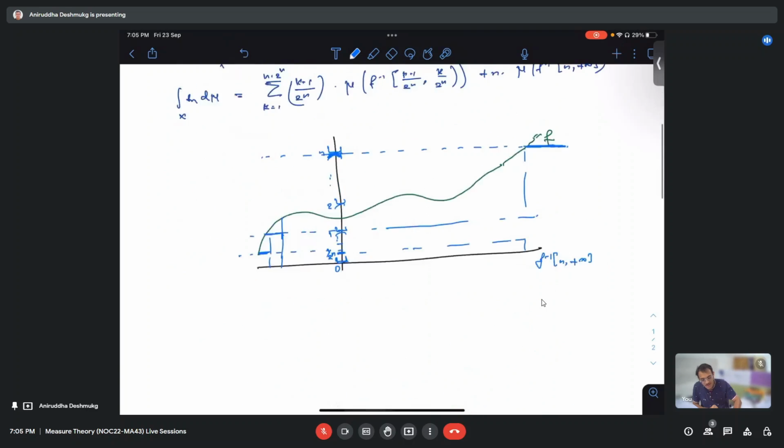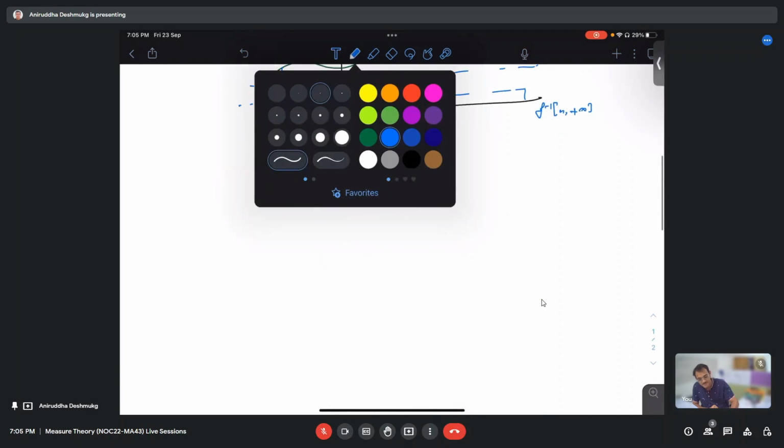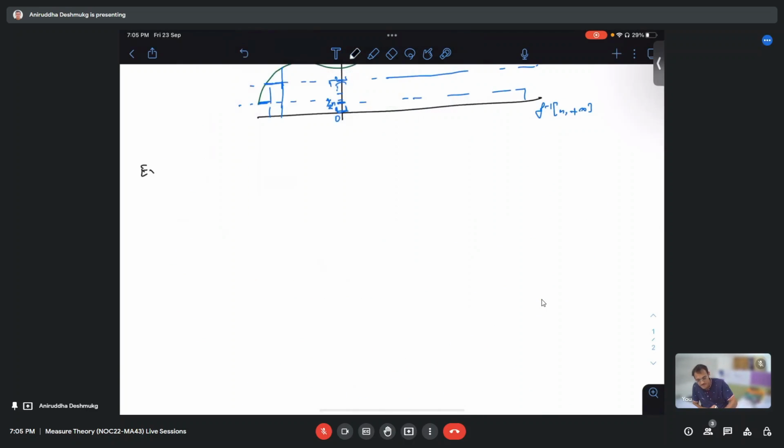Last time we had already discussed a few examples. Particularly, we saw that chi Q is in L1 mu or L1 lambda, and the integral of chi Q d lambda over R is 0. That is because the rationals are countable, and chi Q is just a simple function with one set. So this integral is actually the measure of the rational numbers, which is 0.